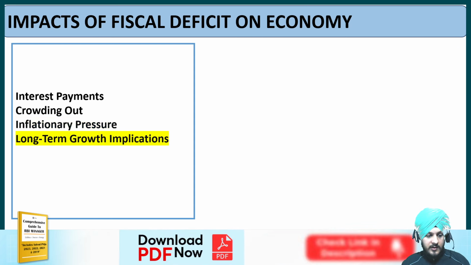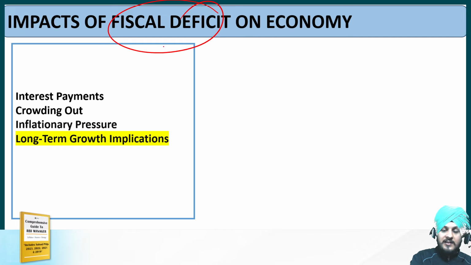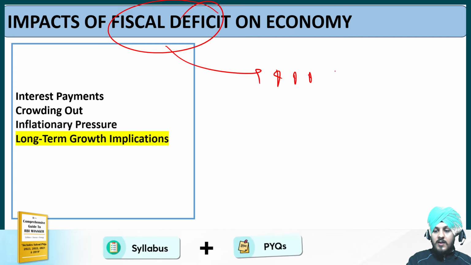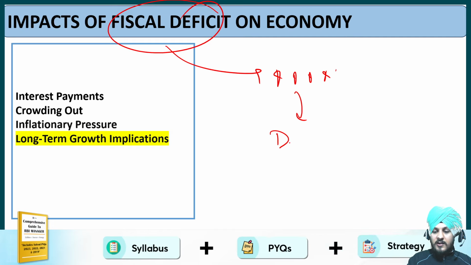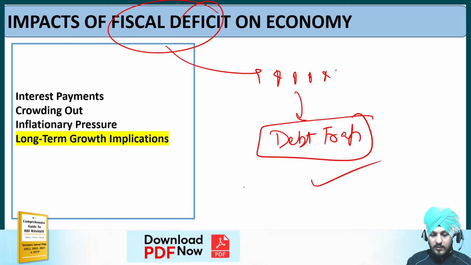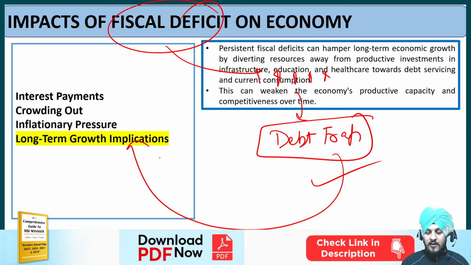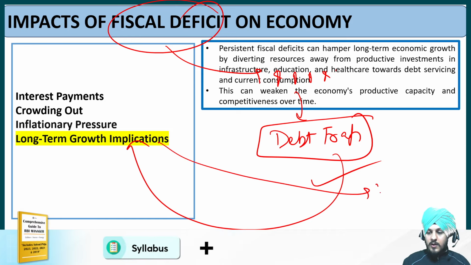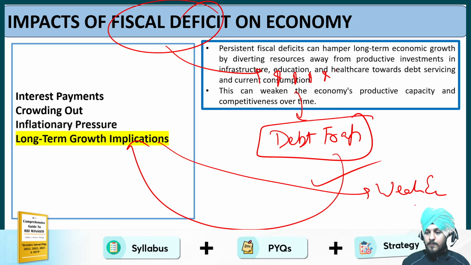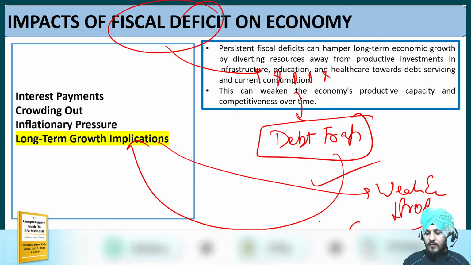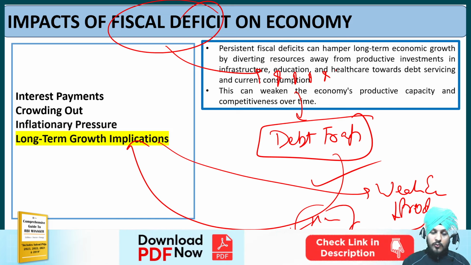The fourth point is the long-term growth implications. If we have a high fiscal deficit for a very long time, it will lead to a debt trap for the government. That will have long-term growth implications. It will weaken the economy and reduce the productive capacity of human capital. That is what we mean by the long-term growth implications.